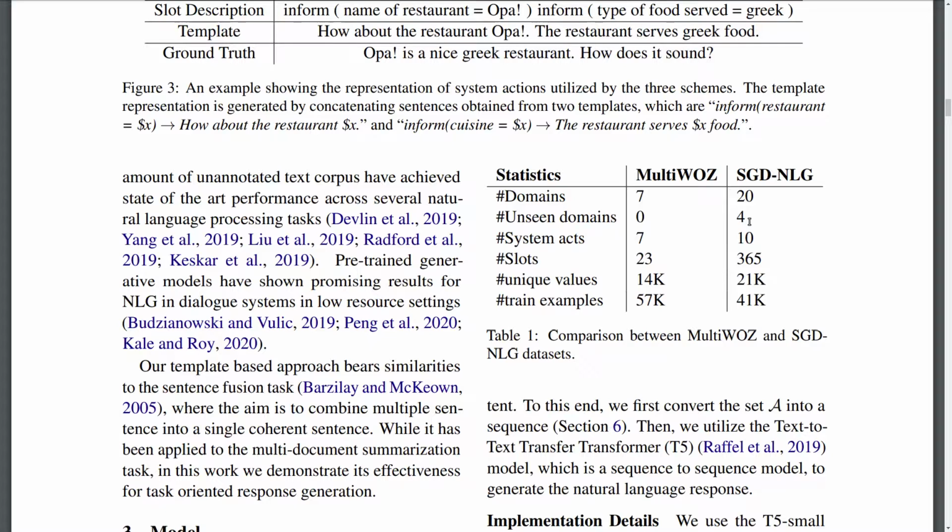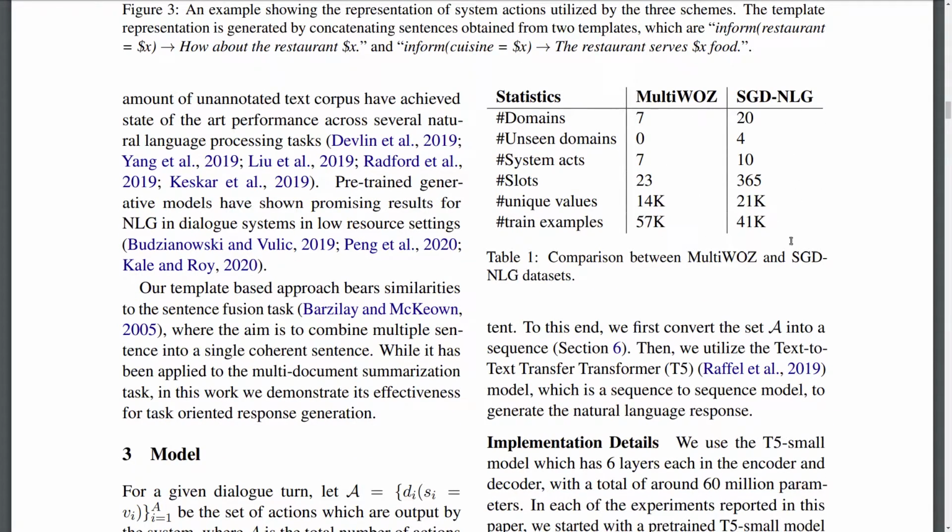One testing dataset contains seen domains, so domains already in the training dataset. And another testing dataset contains unseen domains also, because they want to test whether their approach can generalize well to unseen domains. And yeah, so as you can see, for example, these are the number of training examples. It's actually not a huge amount.